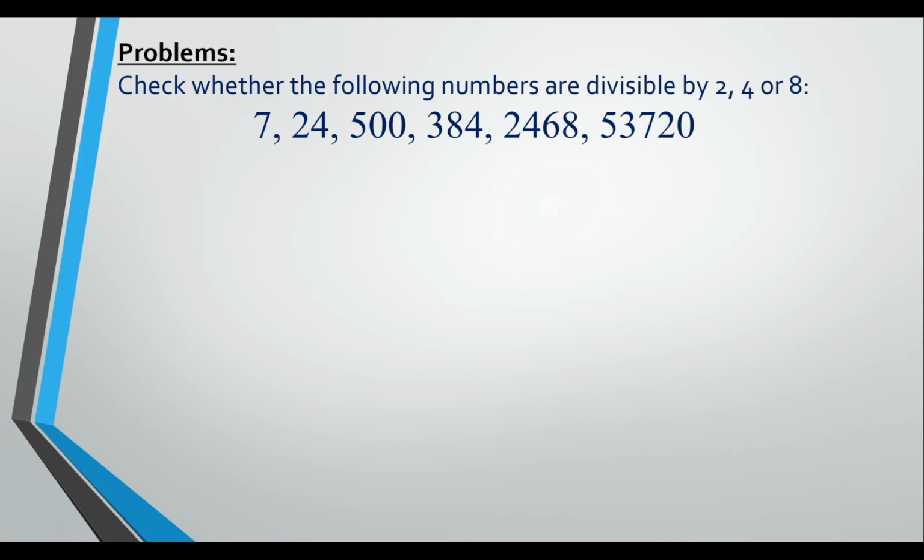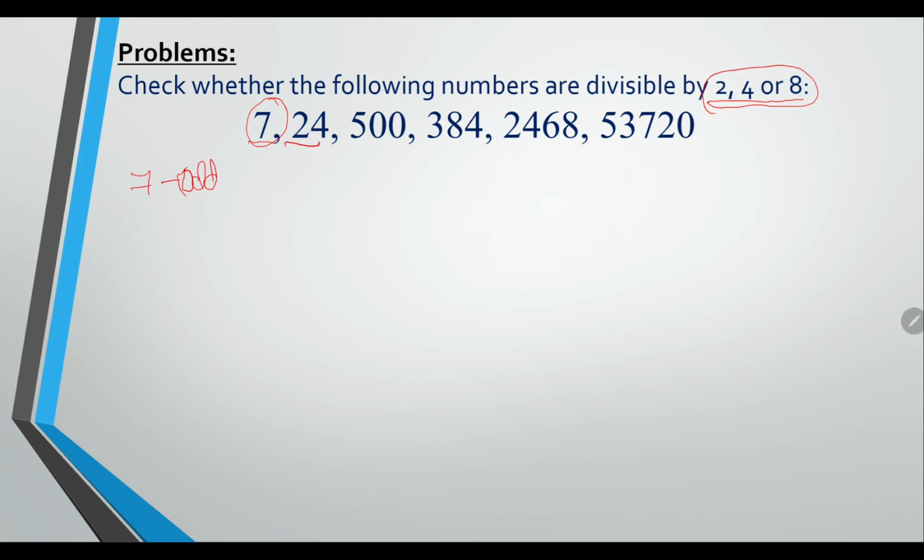Check whether the following numbers are divisible by 2, 4 or 8. Let's take the first number, that is 7. As 7 is an odd number, we know that an even number is always divisible by even numbers, but an odd number is not divisible by an even number. And here 2, 4, 8 are even numbers, 7 is an odd number.